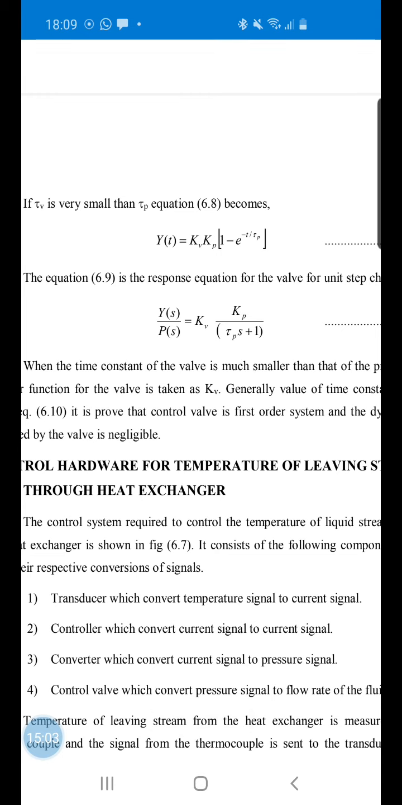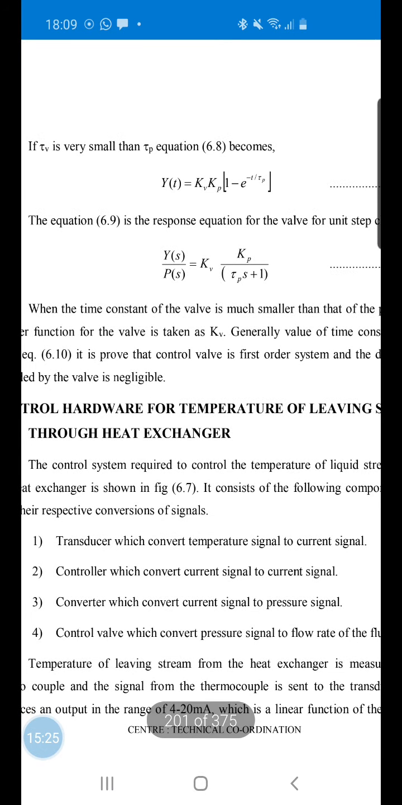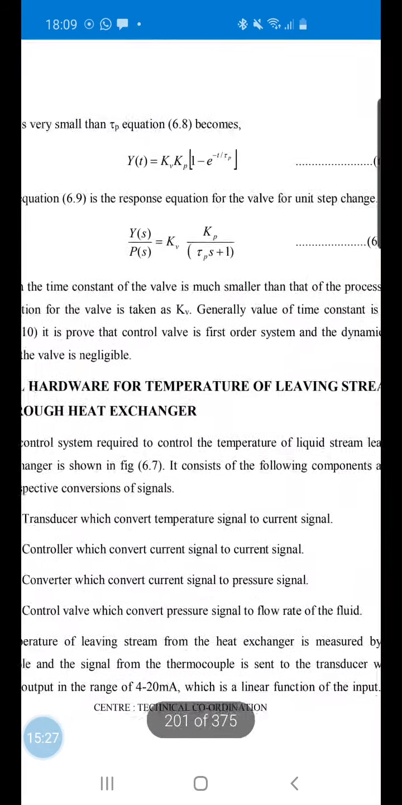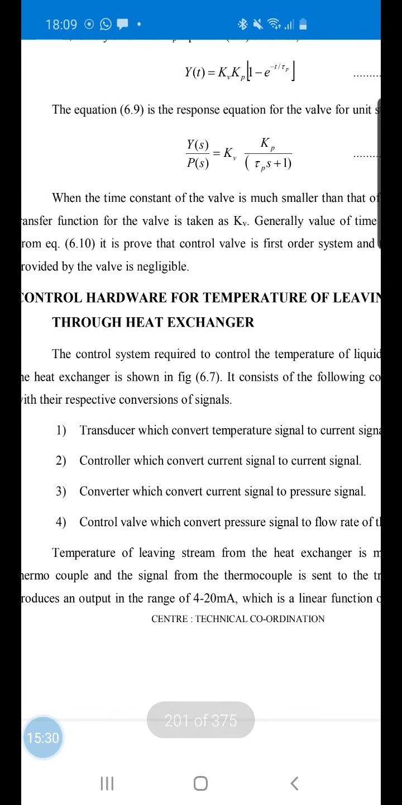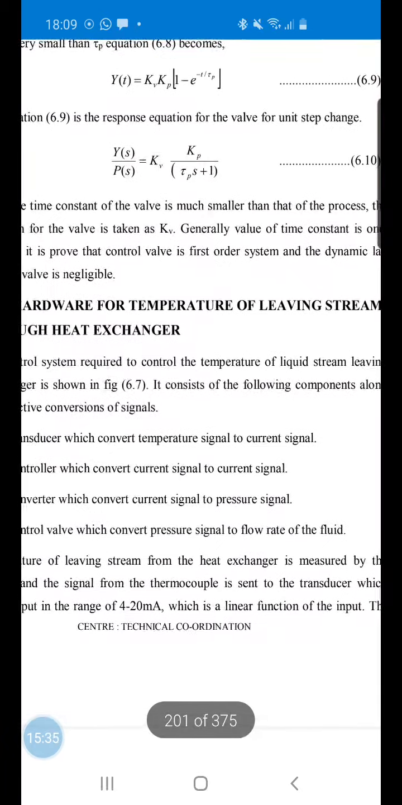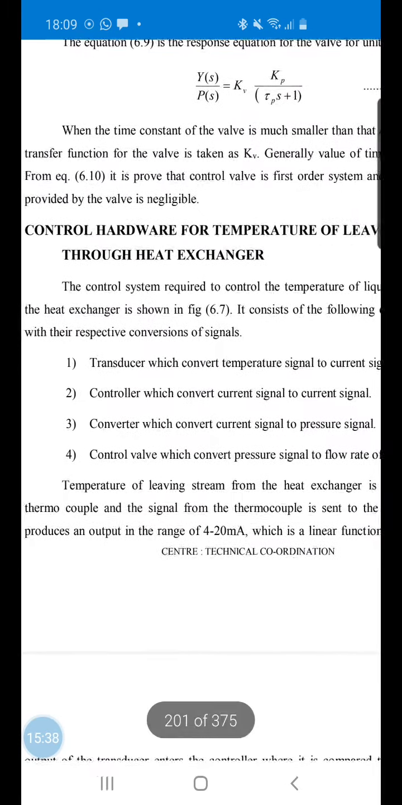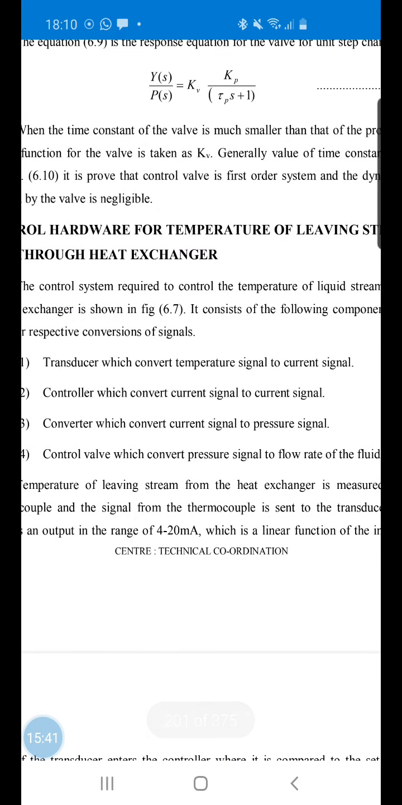Now if you write this equation in terms of the Laplace transform, in terms of the transfer function, then it becomes y of s by p of s equal to kv kp upon tau p s plus 1. So it means that the tau v value is very small compared to tau p, therefore only kv remains. Generally the time constant is obtained from the above equation, and it proves that the control valve is a first order system and the dynamic lag provided by the valve is negligible.